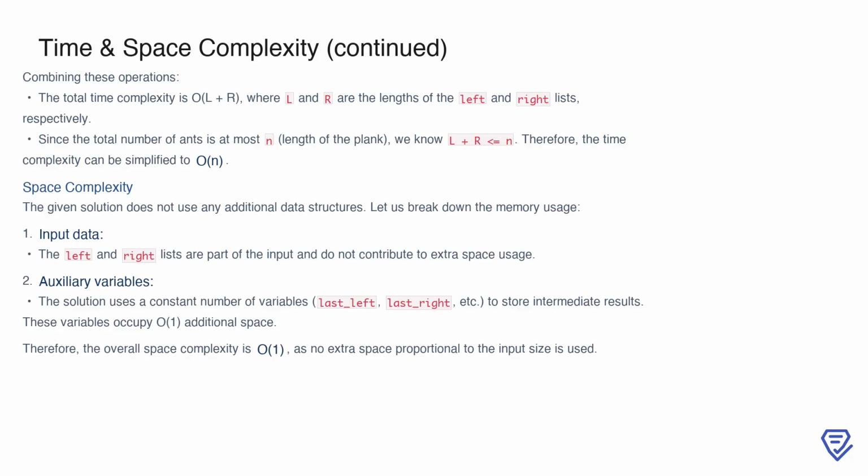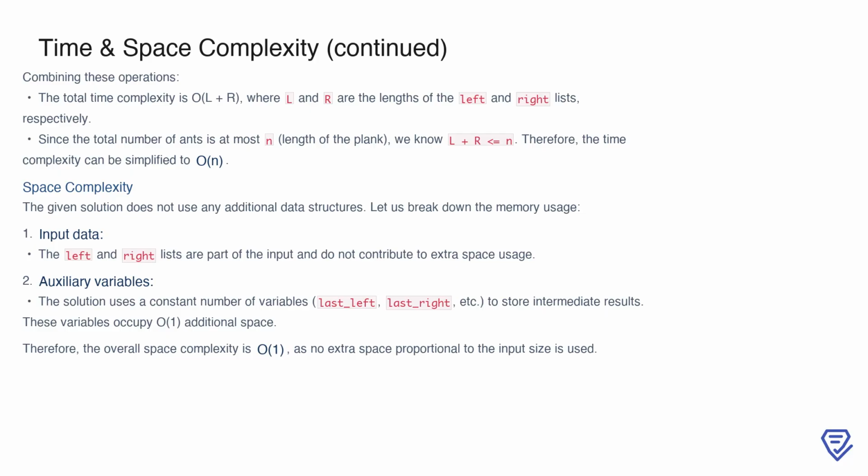Now, when we combine these operations, the total time complexity becomes O(L plus R), where L and R are the lengths of the left and right lists, respectively. However, since the total number of ants is at most n, which is the length of the plank, we know that L plus R is always less than or equal to n. As a result, the time complexity simplifies to O(n), making the solution very efficient.